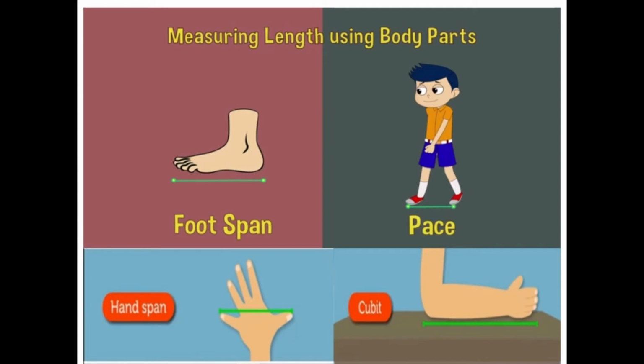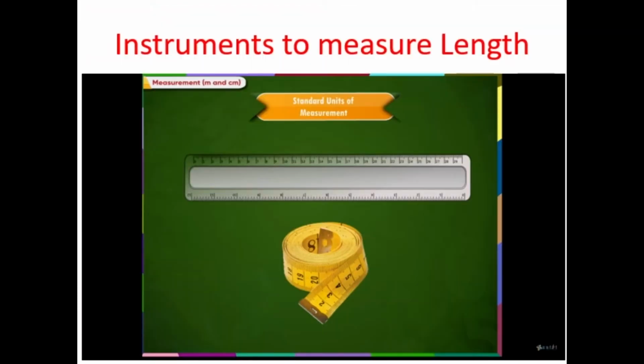These measurements are different when different people use their handspan or footspan, because the length of the hand or foot are different from person to person. So we need to use some standard units for measuring length. Different instruments are used to measure length. We use a ruler or a measuring tape to measure the height of a person or the length of an object.